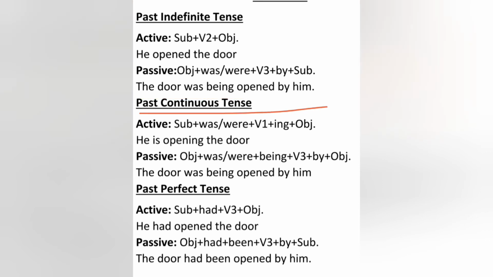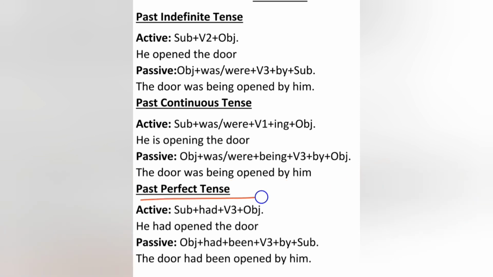Past continuous tense. The active methodology is subject, was or were, first form of verb with ing, followed by an object. For example, he was opening the door. And the passive methodology would be object, was or were, being, third form of verb, by and a subject. For example, the door was being opened by him.